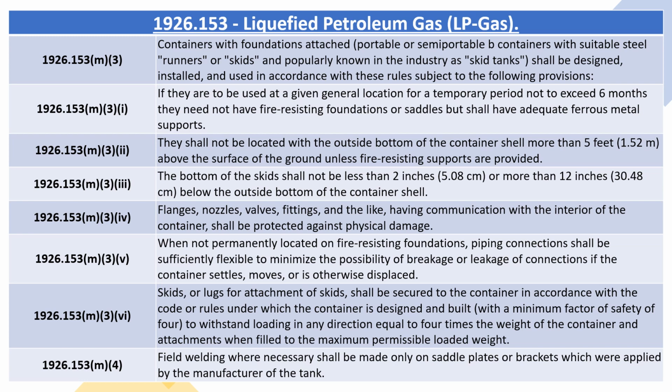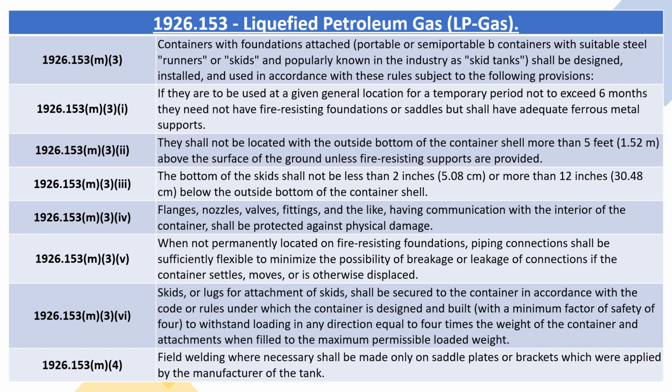1926.153(m)(3)(i) If they are to be used at a given general location for a temporary period not to exceed 6 months, they need not have fire-resisting foundations or saddles but shall have adequate ferrous metal supports. (ii) They shall not be located with the outside bottom of the container shell more than 5 feet (1.52 meters) above the surface of the ground unless fire-resisting supports are provided. (iii) The bottom of the skids shall not be less than 2 inches (5.08 centimeters) or more than 12 inches (30.48 centimeters) below the outside bottom of the container shell.